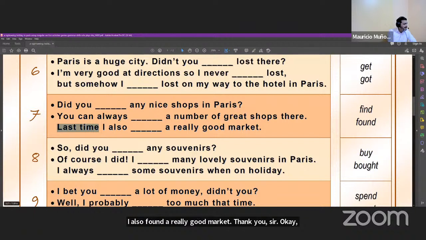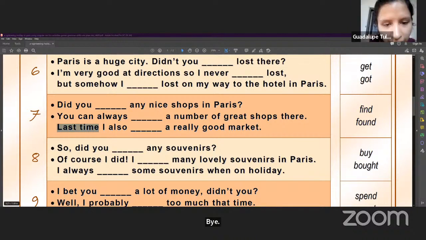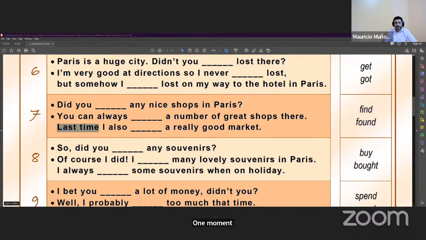Thank you, sir. Okay, let's move on to number 8. Miss Guadalupe, thank you. Go ahead. So did you buy any souvenirs or food? I did. I bought some lovely souvenirs in Paris. I always buy some souvenirs when on holiday. Yes, correct. Muy bien.